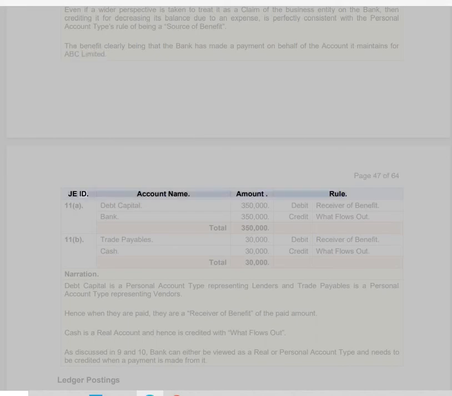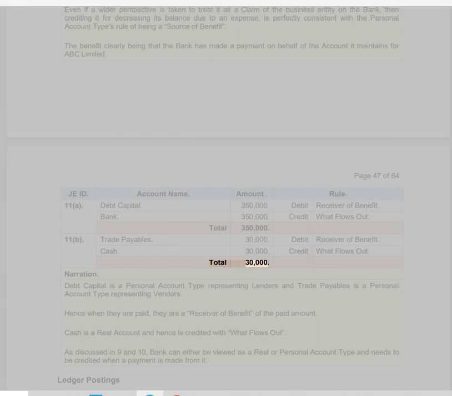JEID, account name, amount. Rule 11A. Debt capital. 350,000, debit receiver of benefit. Bank. 350,000, credit what flows out. Total 350,000. 11B. Trade payables. 30,000, debit receiver of benefit. Cash. 30,000, credit what flows out.